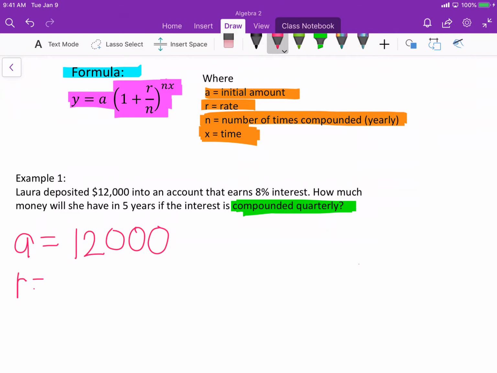My R value is my rate. So in this problem, the interest rate is going to be 8%. But remember, those interest rates, you have to convert them into a decimal first. So 8% represented as a decimal would be 0.08.